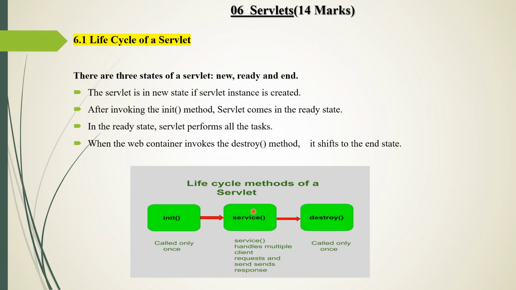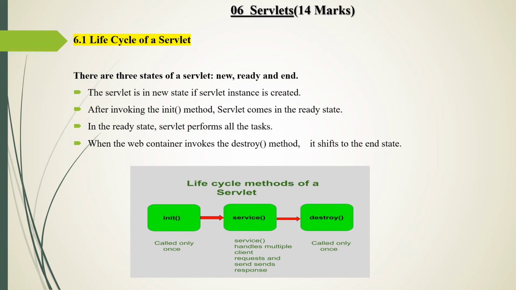And when the destroy method is called, it goes into the end state, and the destroy method is also called only once. So there are three methods: init, service, and destroy. Init and destroy are called only once. The service method we can call multiple times. If 5 requests are received, the service method is called 5 times. So it is the simple life cycle of a servlet.